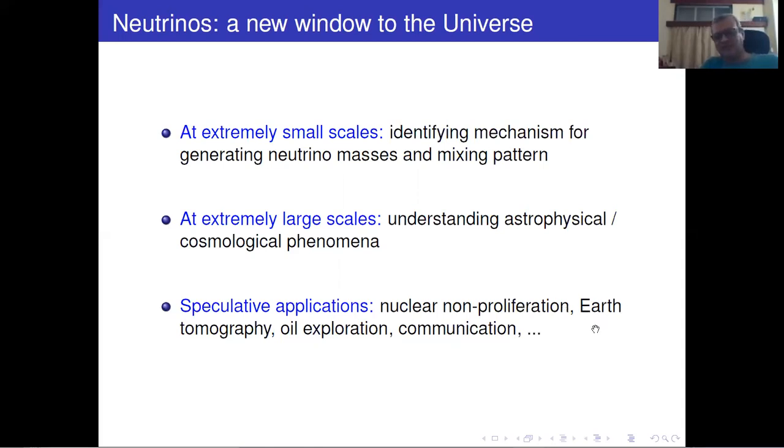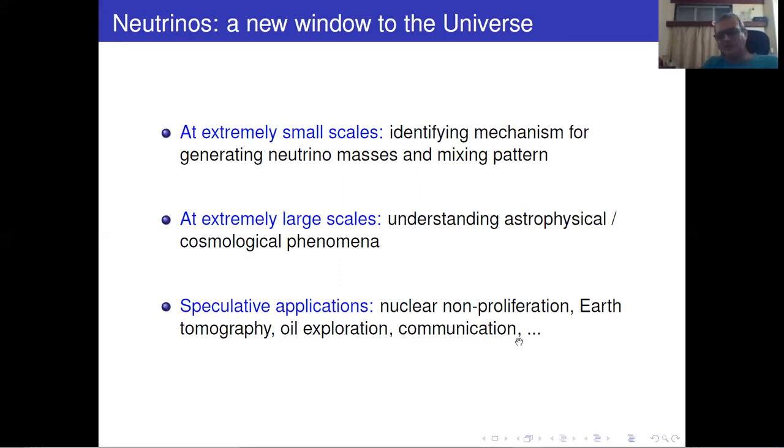There have been suggestions of doing Earth tomography with neutrinos. Again, I won't say this is very speculative, because that's something that definitely can be done. And even with current detectors, people are trying to have tomography that uses neutrinos. These two, I would say, are kind of speculative, but good to think about. They indeed can be used for oil exploration, because as you know, oil has different densities, and neutrinos passing through different densities have different matter effects.